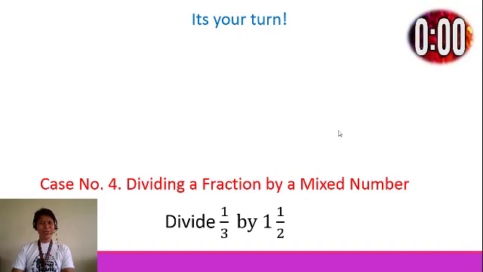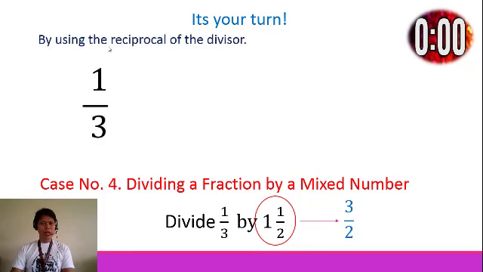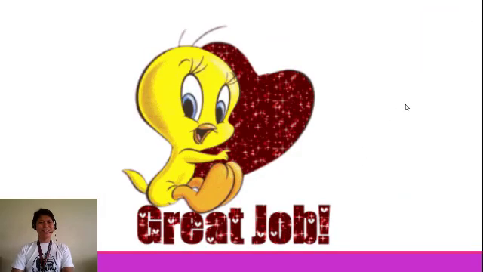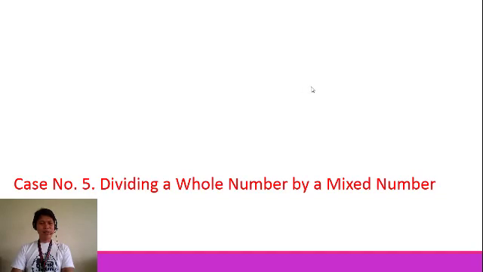Okay, time's up. So 1 and 1/2, we have 1 times 2 is 2 plus 1 is 3 over, copy the denominator 2, so 3/2. So we will use the reciprocal of the divisor. You just copy 1/3, change the sign into multiplication, and just write the reciprocal 2 over 3. 1 times 2 is equal to 2, and 3 times 3 is equal to 9. You have 2 over 9. Okay, great job. Moving on, we have case number 5, dividing a whole number by a mixed number.